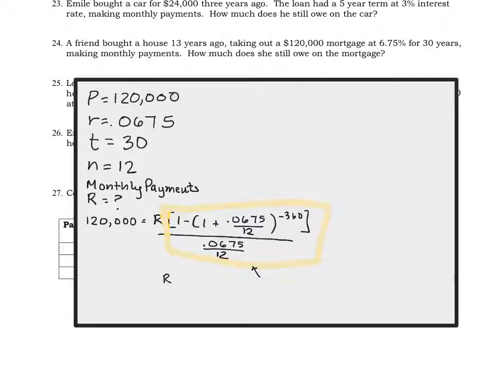And in this case, we will get our R to be $778.32. So that's just a monthly payment.